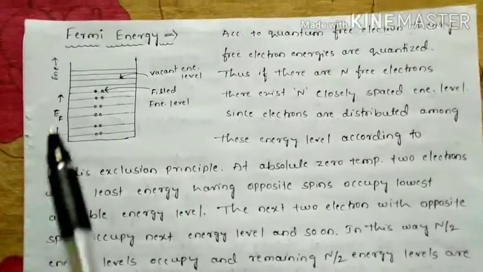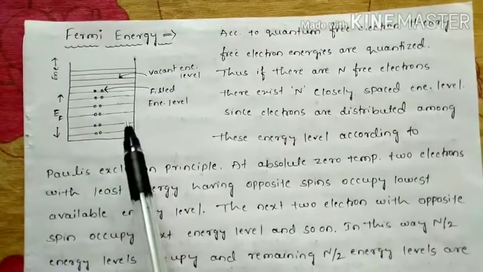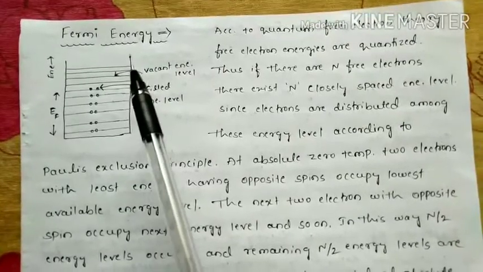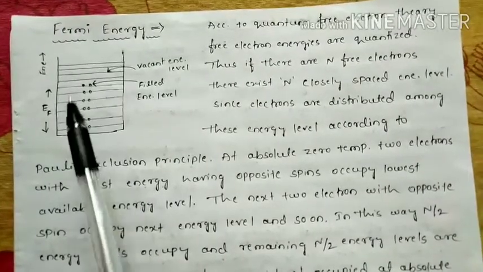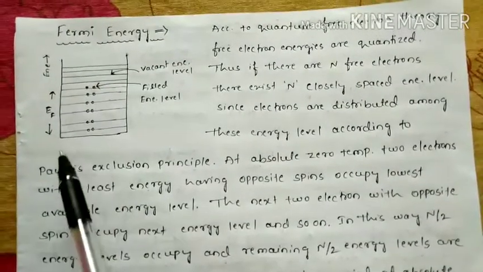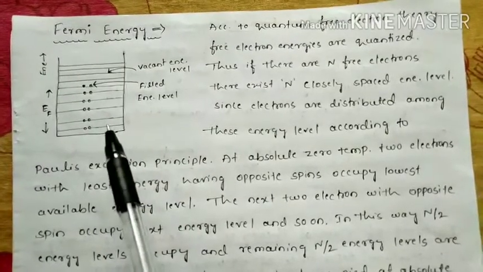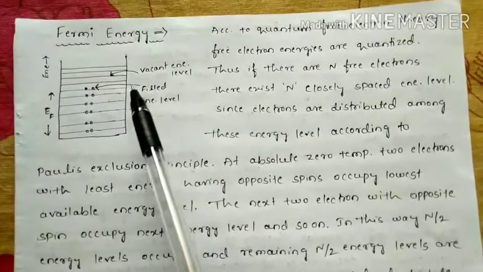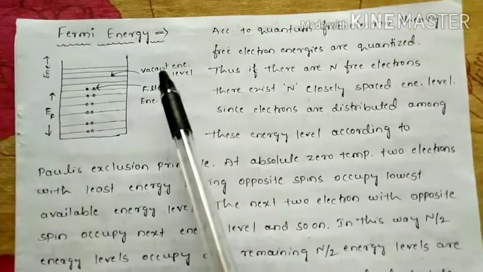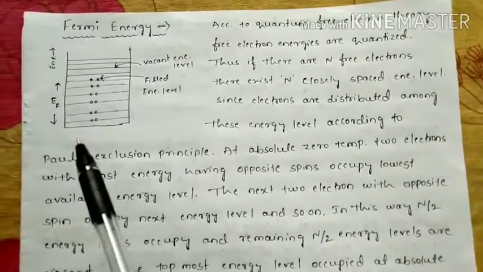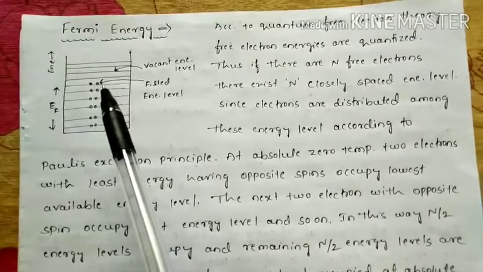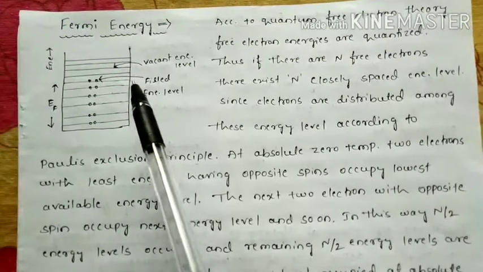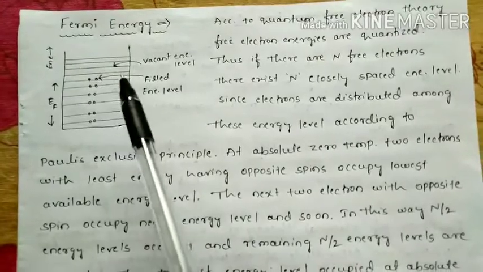In the figure you can see there are different energy levels. If you consider n number of energy levels, according to Pauli's exclusion principle, two electrons with opposite spin will occupy each energy level. So there will be n divided by 2 energy levels which are going to be occupied, and n divided by 2 energy levels which will be free. These are vacant energy levels, these are filled energy levels. And this topmost energy level is called the Fermi level, and the corresponding energy is called Fermi energy, and that is what we are going to define here.